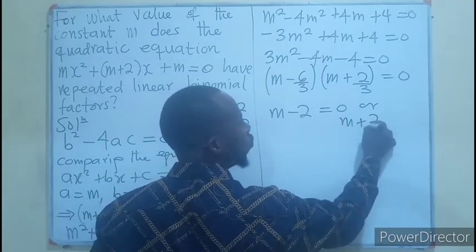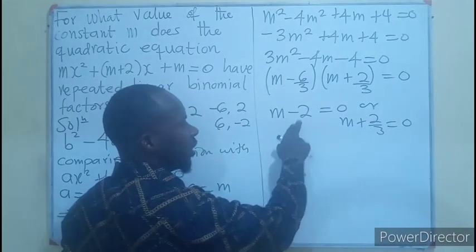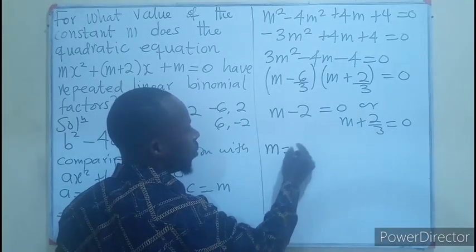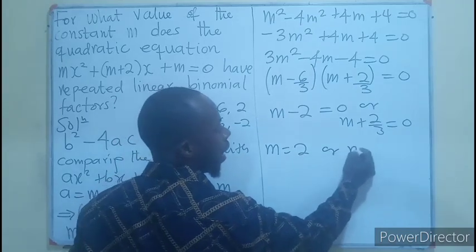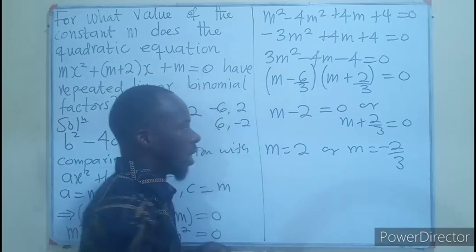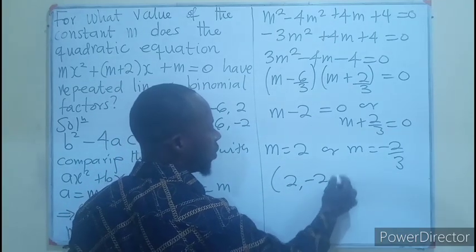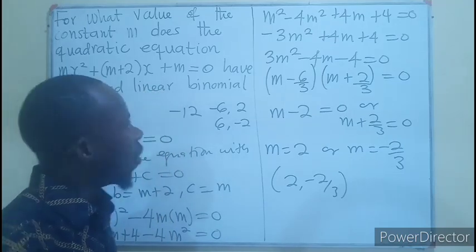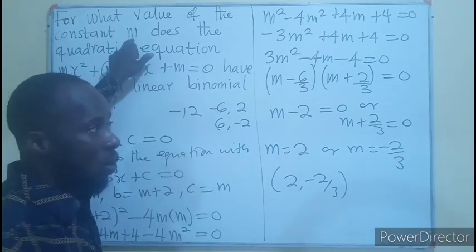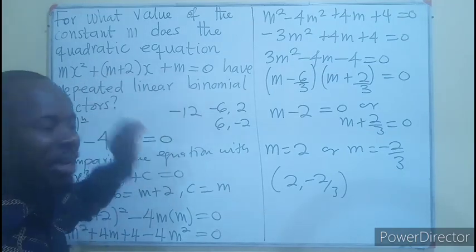m plus 2 on 3 is also equal to 0. Transposing these, m will be positive 2, or m will be negative 2 on 3. So now the values we're looking for are 2 and negative 2 on 3. These are the values of m, which is the constant term, that make this equation have repeated linear binomial factors.